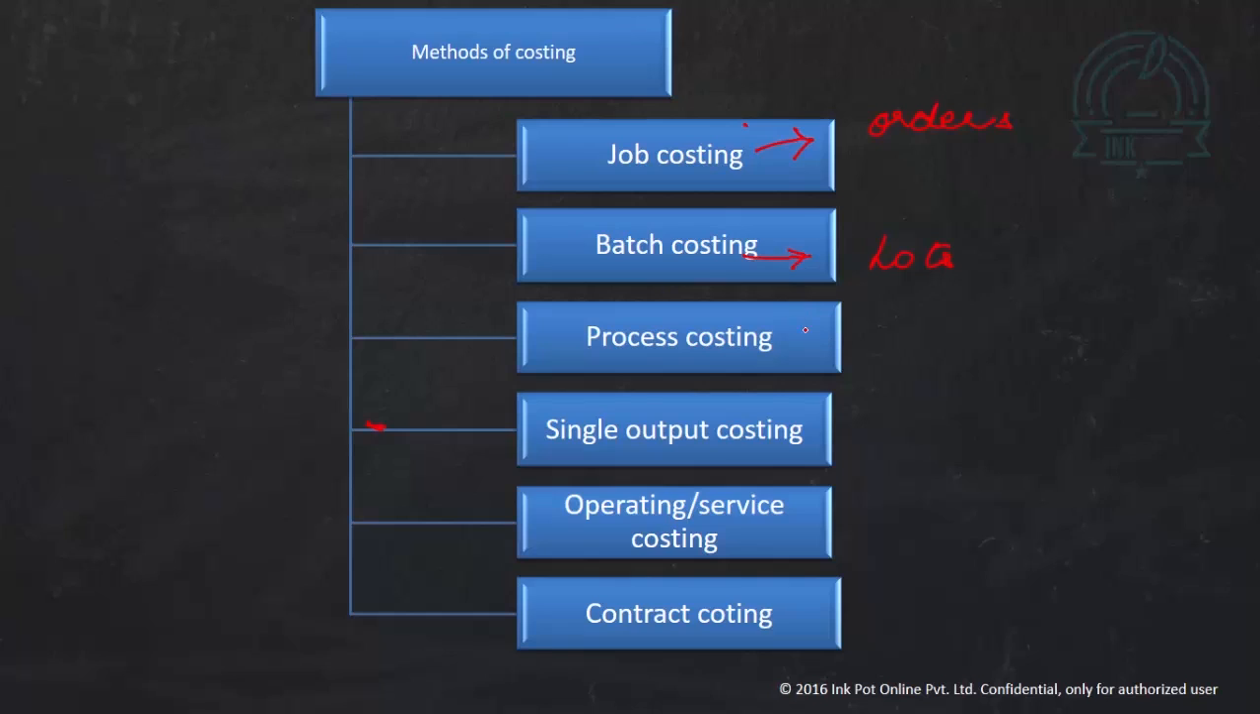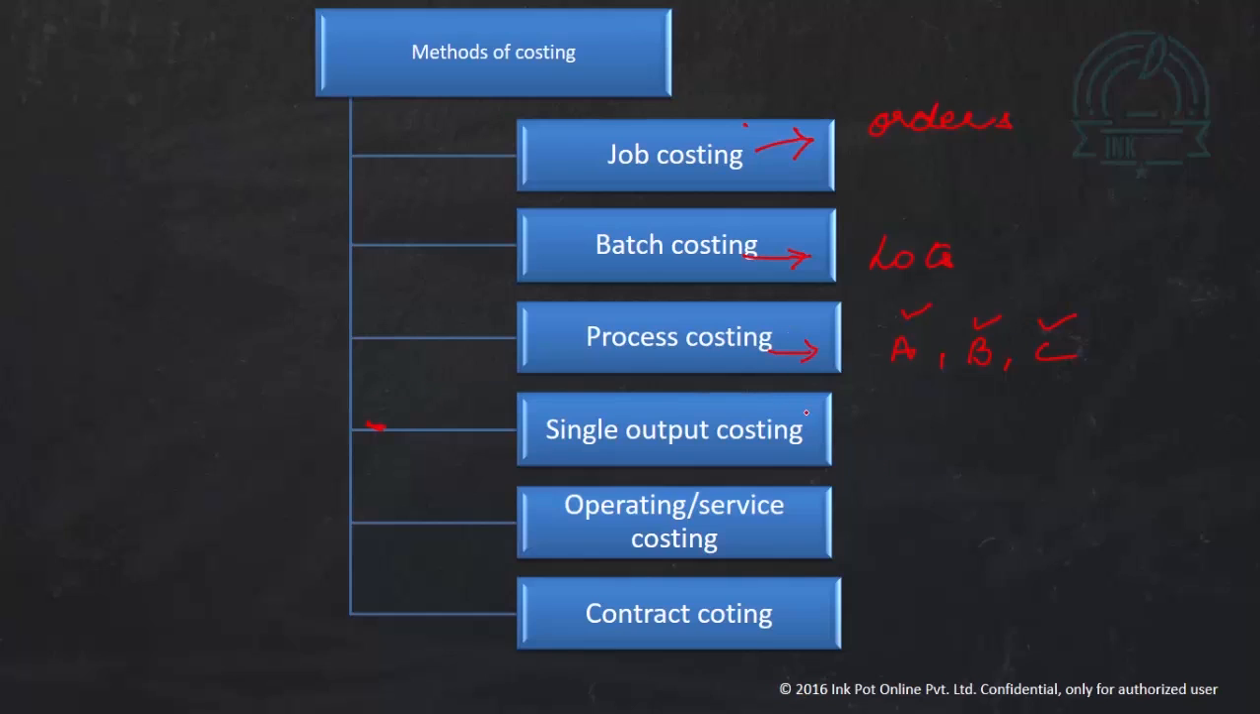Process costing is when the product is manufactured by different processes. Like we have process A, we have process B, we have process C, and then the final output is produced. So we calculate the cost of process A first, then the process B cost is calculated, cost for process C is calculated, and then we accumulate the total cost to get the cost of the product.